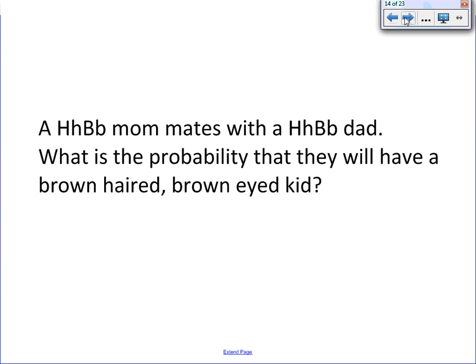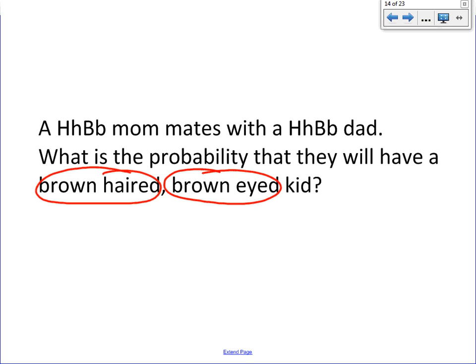We have a big H, big B, little b mom that mates with a big H, big B, little b dad. What is the probability that they will have a brown-haired, brown-eyed kid? Now, the trick here is that we need to find each individual probability before we find their combined probability. So first, what is the probability that they would have a brown-haired child, and then the probability they would have a brown-eyed child. Then we need to take both of those probabilities and multiply them by one another.